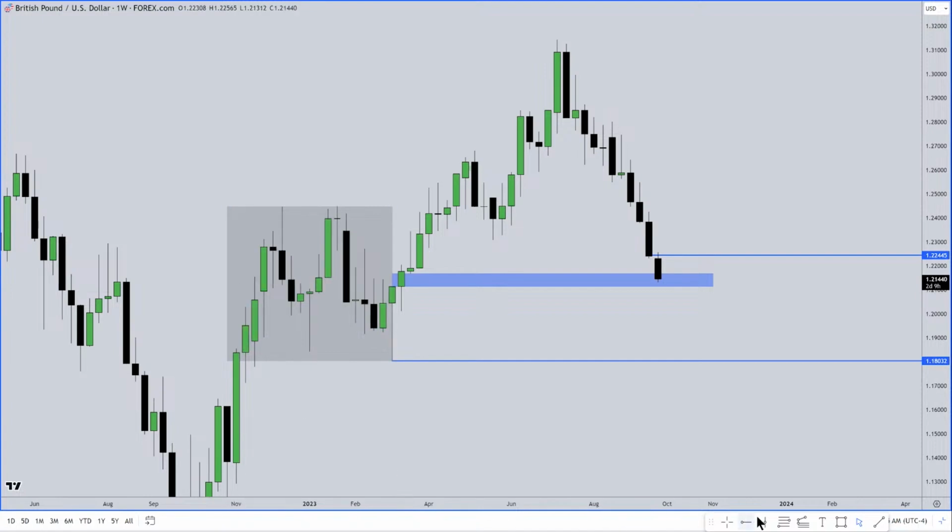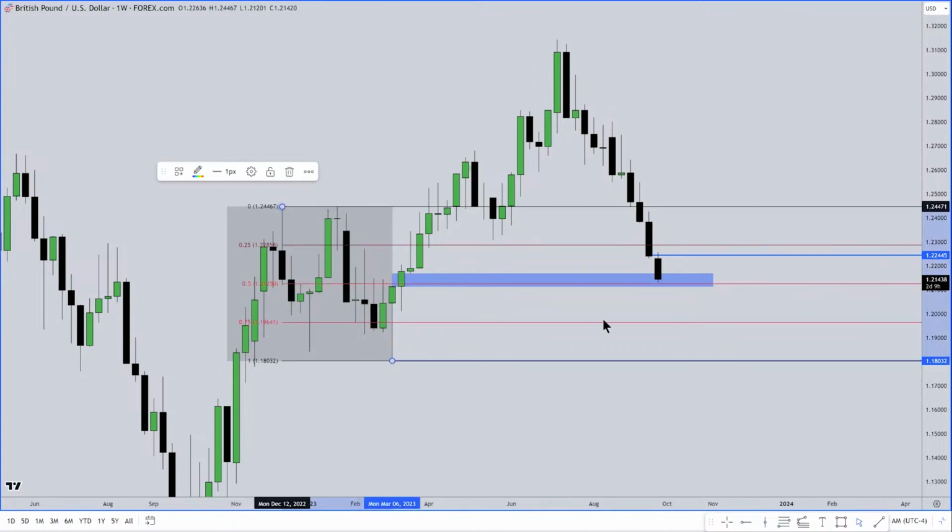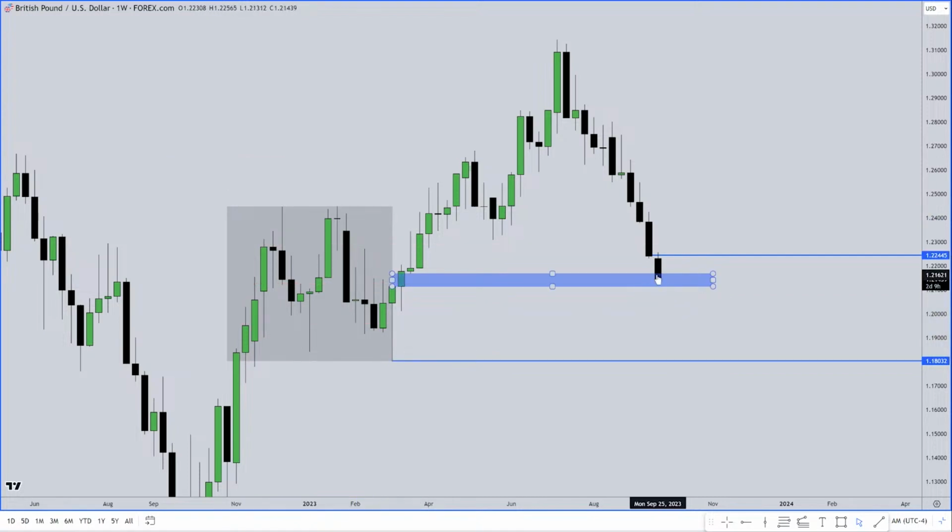So we would measure it like this, low to high. And we're just almost touching what would be equilibrium there, and we're inside of this fair value gap. So what does that mean? What do we do with that information? We can see it potentially bounce.